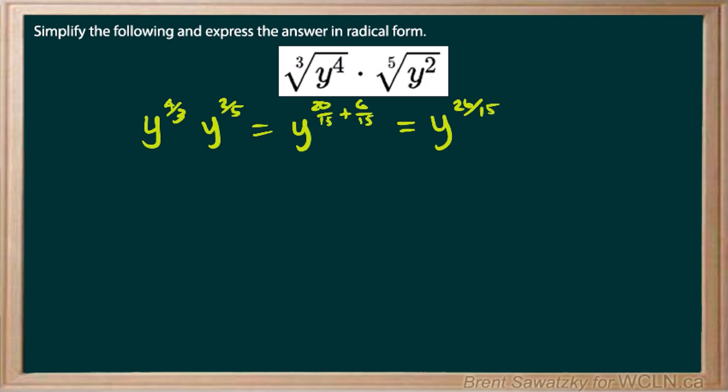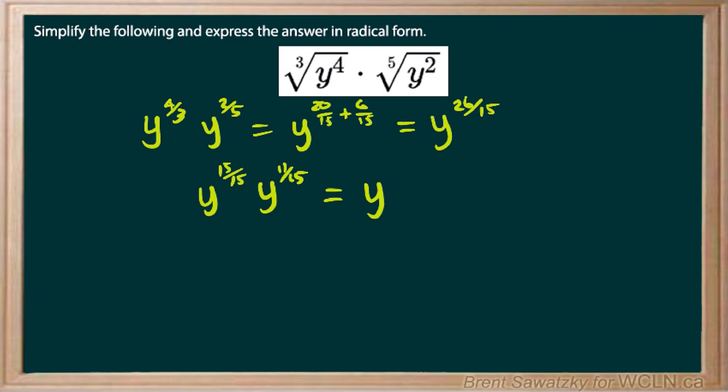Okay, so there's a final answer, except they want the answer in radical form. And part of simplifying with radical form is stopping and saying, we'll pull out as much as we can out of that fraction. So in order to do that, we stop and we think about the y. How many y's are we talking about? Well, we're talking about one full y, in other words, 15 over 15, and our leftovers would be 11 over 15.